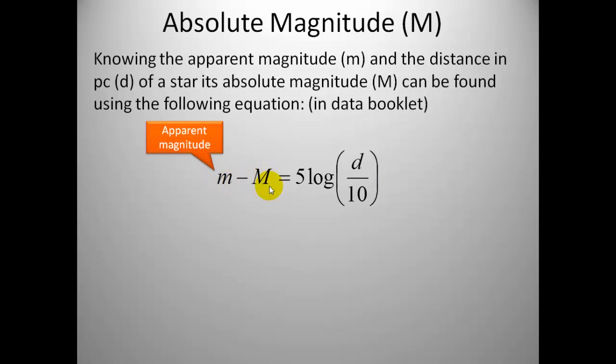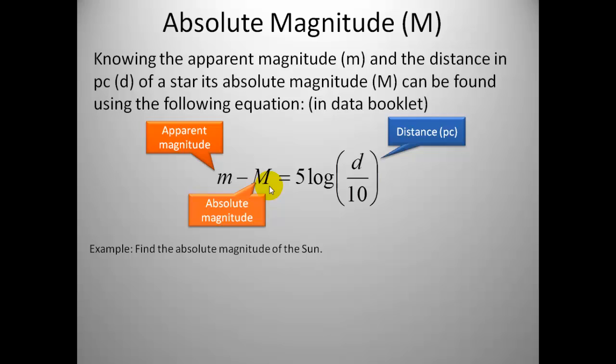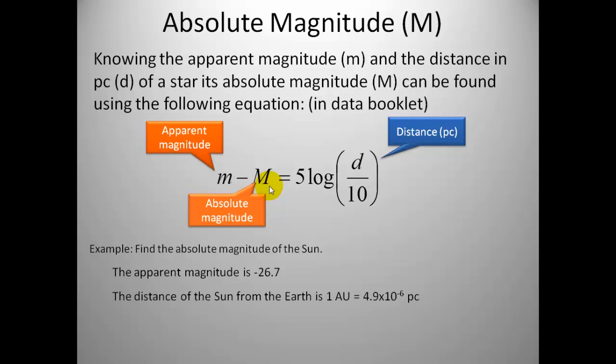We'll look at an example. This is the apparent magnitude, absolute magnitude, and this is the distance in parsecs. For example, find the absolute magnitude of the Sun. We know that the apparent magnitude of the Sun is -26.7, and the distance of the Sun from the Earth is 1 astronomical unit, which in parsecs is 4.9 times 10^-6 parsecs. We put those values in, and you can try this, and you find that the absolute magnitude M is roughly 4.8.